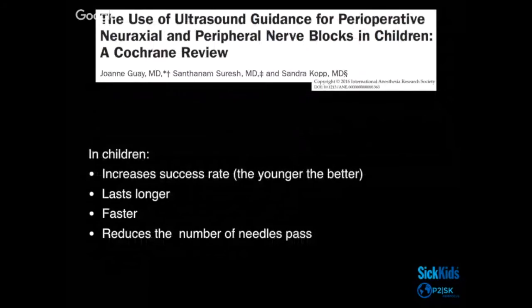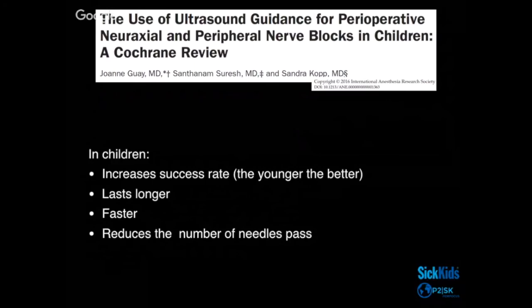What about in pediatrics? So here's a Cochrane review for blocks in children. It's also mainly looking at papers done by anesthesiologists and not as much by emergency doctors. But they found 20 studies, including 1,241 participants, and just have the same conclusions, basically. So it increases the success rate, and the younger the patient is, the better it is.